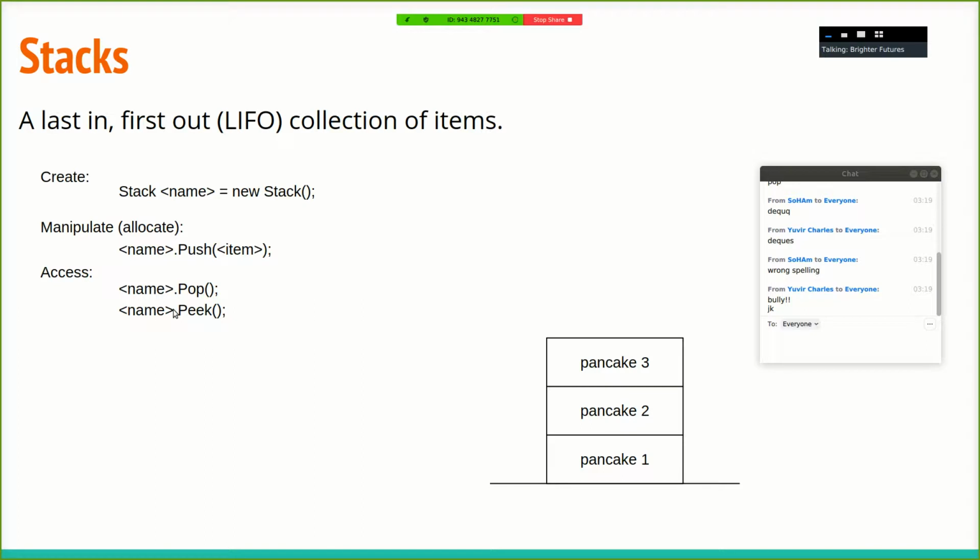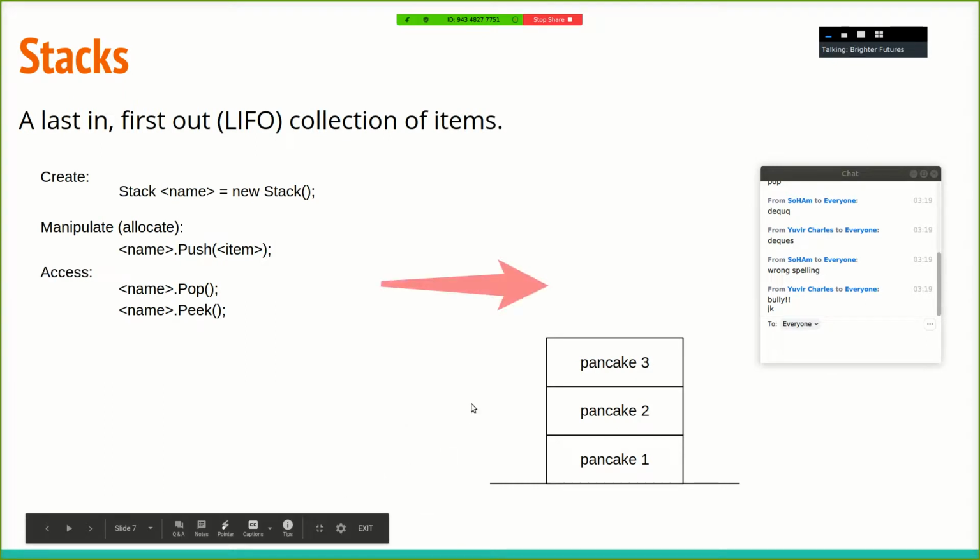If we want to see the thing that is on the top of the stack, so I just want to look at pancake 3 currently, then I would say the name of the stack dot peek, and it's just going to show me pancake 3. However, if I say the name of the stack dot pop, it's going to show me pancake 3 and then take it off the stack. So pop will actually take off the top thing of the stack. Pops it off the stack. You guys understand?